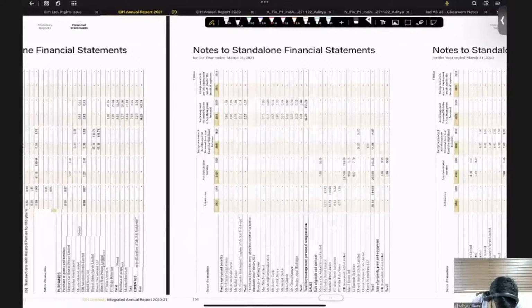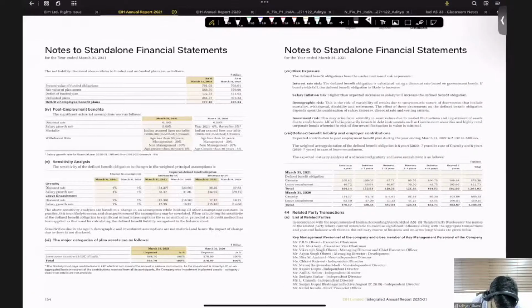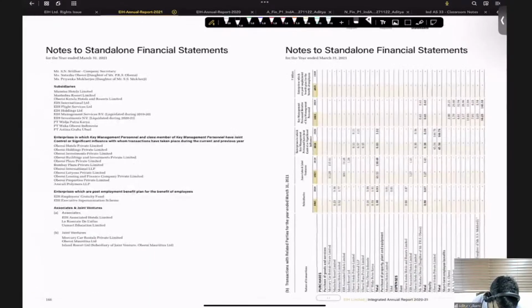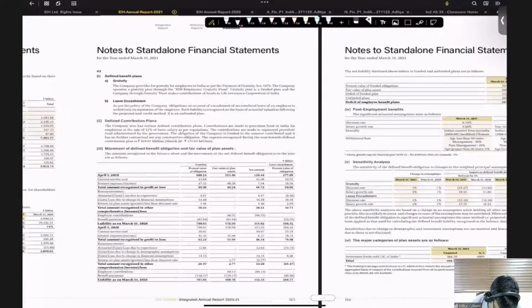Anywhere post-employment benefits, related party, maturities, interest rate risk.